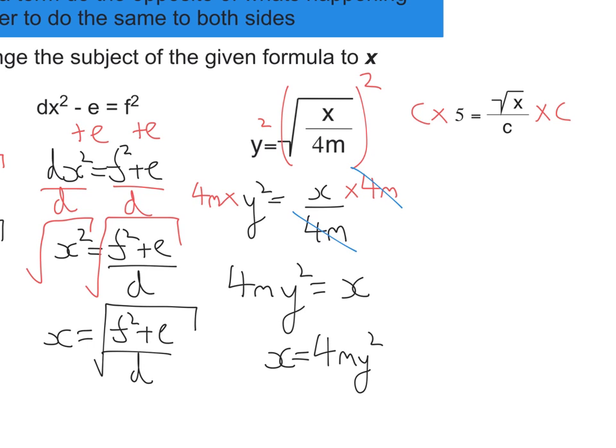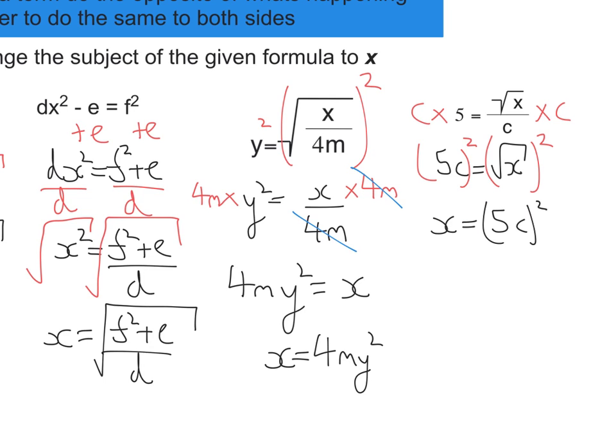So that's going to leave me with c times 5, well that's 5c is equal to the square root of x. Now I can get rid of the square root, which if you remember is, to get rid of it, you square everything on both sides. So I'm going to be left with x is equal to 5c all squared. Well, 5c all squared means 5c times 5c. So 5 times 5 is 25, and c times c is c squared. So x is equal to 25c squared.